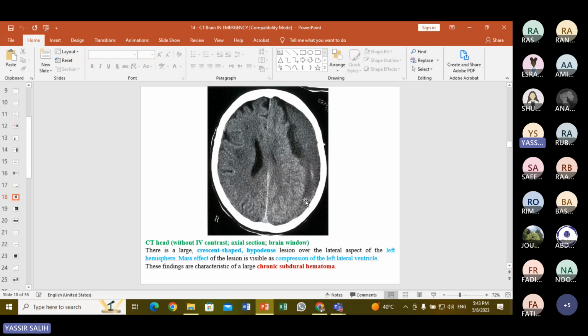Thank you. Excellent. This is a left hemisphere crescent shape hypodense lesion causing compression of the lateral ventricle and midline shift. What is the most likely diagnosis?